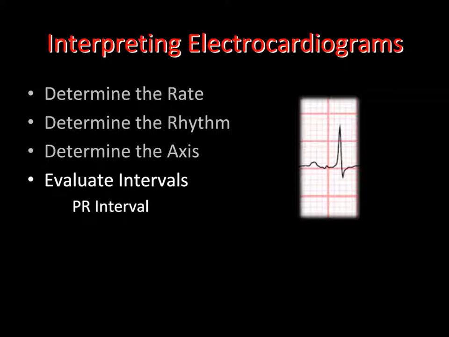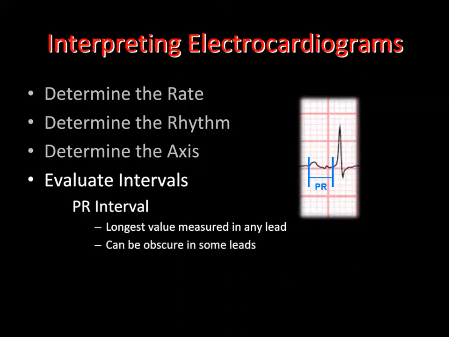The PR interval is measured from the first deflection of the P wave to the earliest deflection of the QRS in that same lead. In general, the longest value that one can see in any of the 12 leads is the one that is taken to be correct. You have to be careful, however. In some leads, the QRS can be obscure in its beginning portions. If you are suspicious that this has occurred, pick another lead to measure the PR interval.